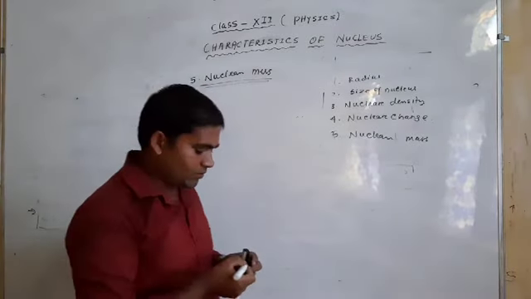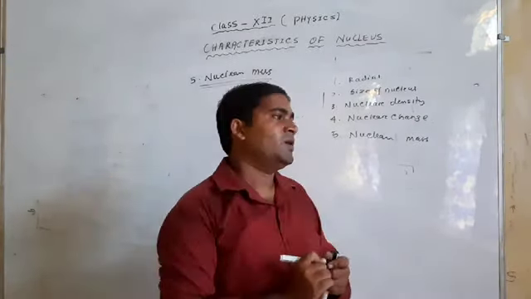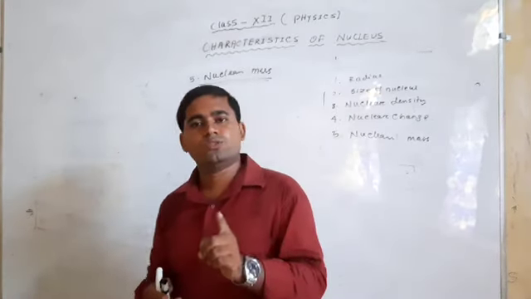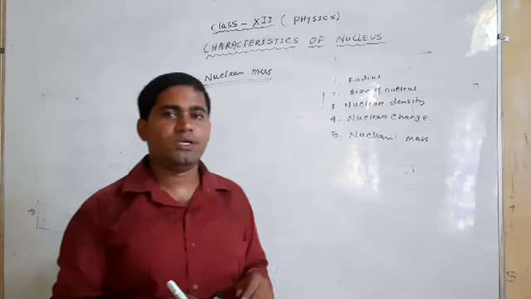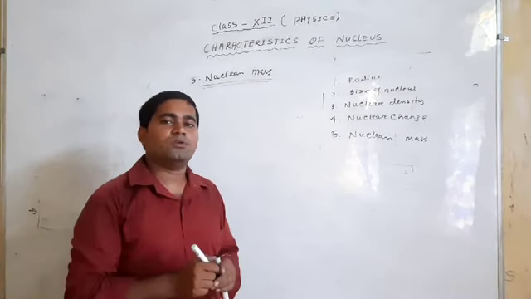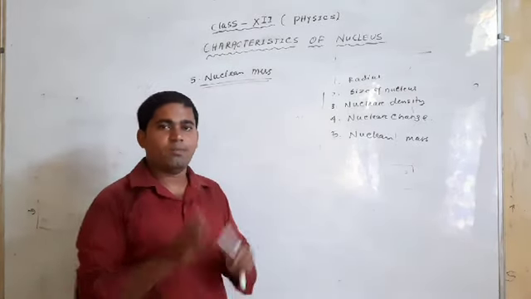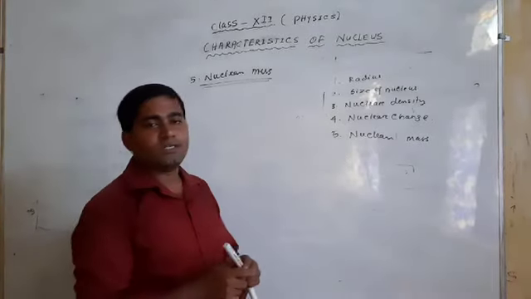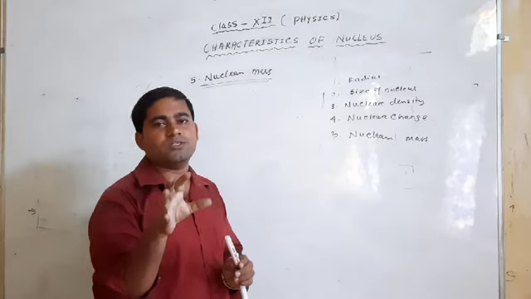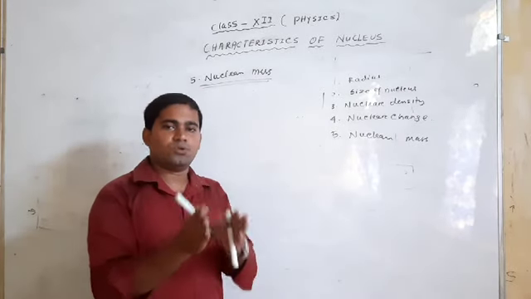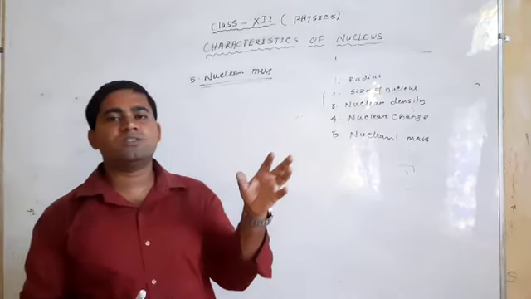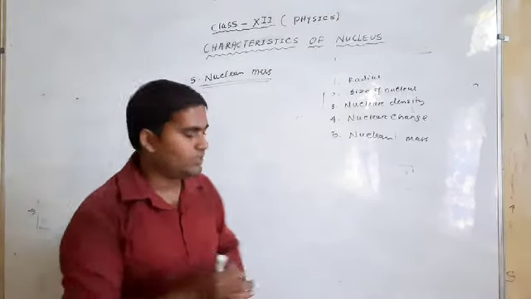Okay, very important. Inside the nucleus there are protons and neutrons. Both proton and neutron possess some mass, and the mass of the proton and neutron are nearly equal. We can say the mass of the nucleus is due to both protons and neutrons, so the mass of the nucleus depends upon the atomic mass number, that is A.